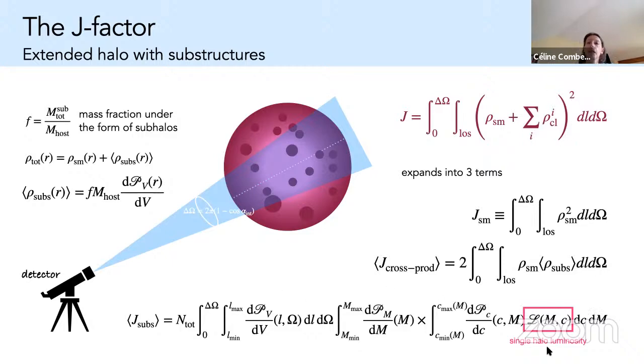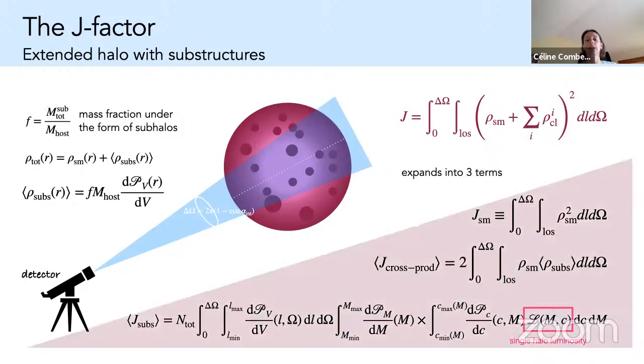And this becomes this complicated integral where I have here the single halo luminosity. This is the one we saw in the point-like approximation, so simply the integration of the density squared of the subhalo over the volume. And it needs to be integrated over the mass, the concentration distribution, the mass distribution, and the spatial distribution. So this becomes a little bit involved, but with these three expressions, you are able to compute the total J factor for a halo given a population of subhalos within that host halo.